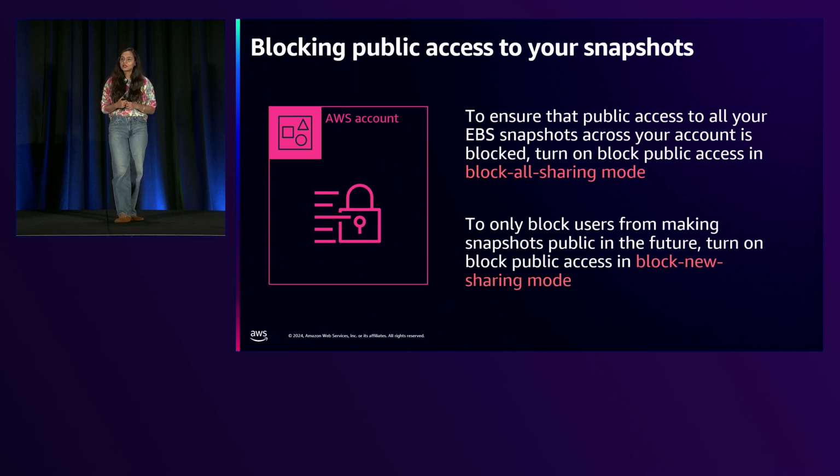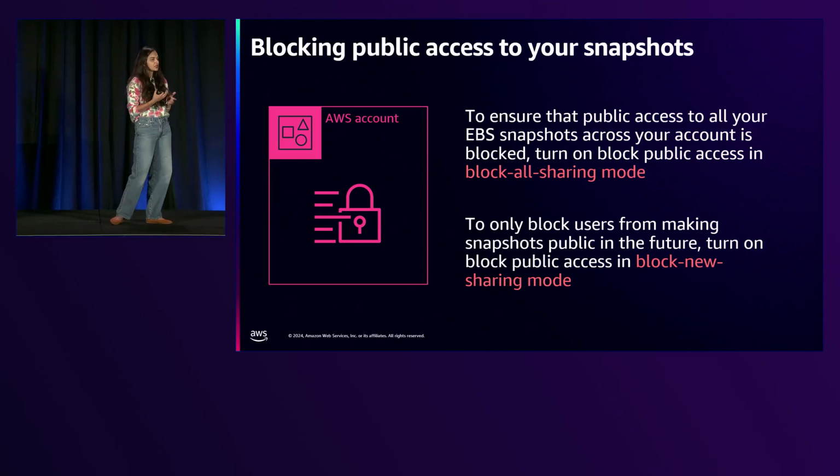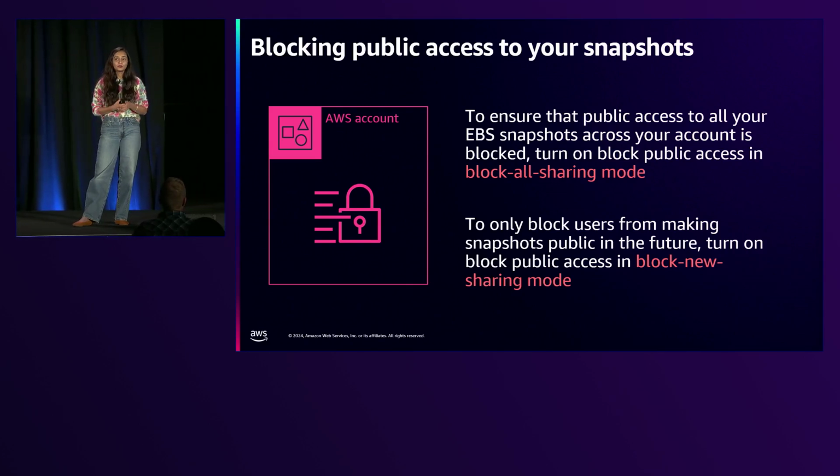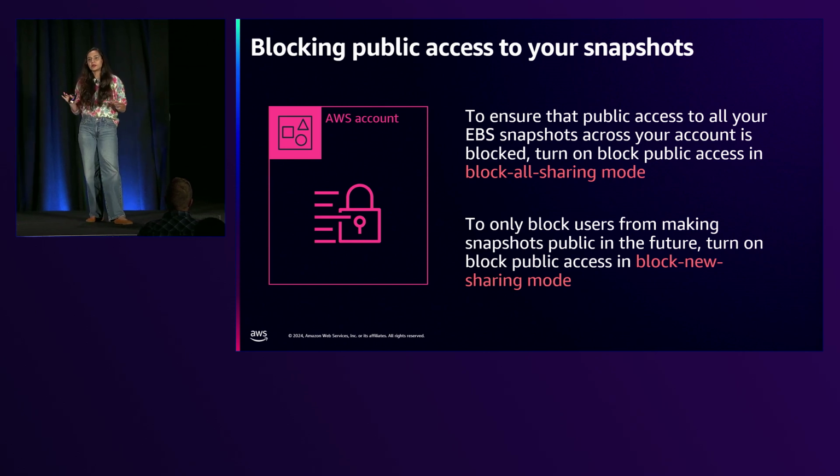With block new sharing, any snapshots which might be shared in the future are going to be prohibited from being publicly accessed. So you cannot make a snapshot public going forward, but any existing snapshots that you might have will continue to be public. With block all sharing, which is a much more powerful setting and something that we recommend that you enable, you will be able to prohibit public access to all your snapshots. It doesn't matter if they're public today or not.